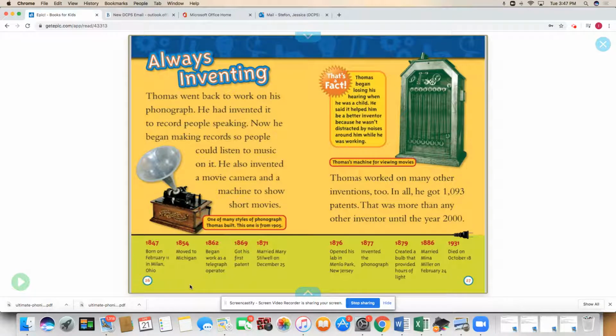And if we see down here, when we talk again about chronological order in texts and informational ones, we often see a timeline. And this is a way for us to better understand the passage of time. We see in 1847 when he was born, and we go through all of his most important life events until his death on October 18th, 1931. And again, you can read through that more slowly on your second read and collect any more information that you want to in your list of facts about Thomas Edison.